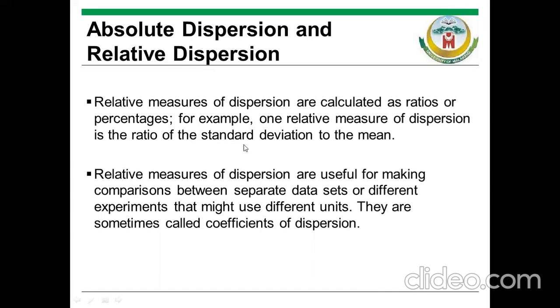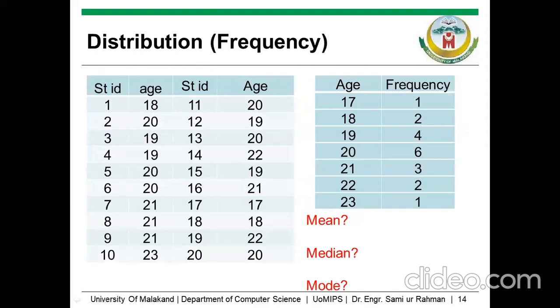We will discuss how we compute standard deviation in the next few slides. But these are the ratios. Relative measures of dispersion are useful for making comparison between separate data sets or different experiments that might use different units.